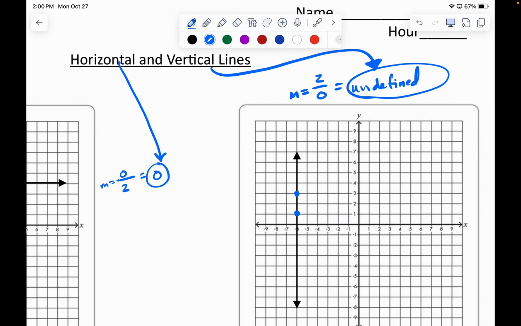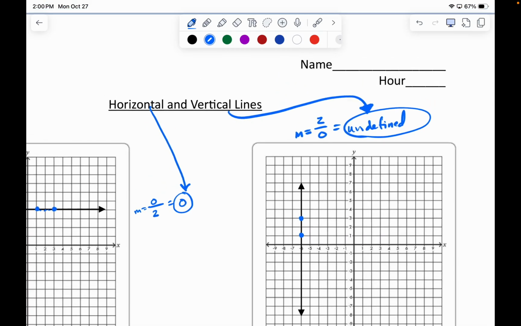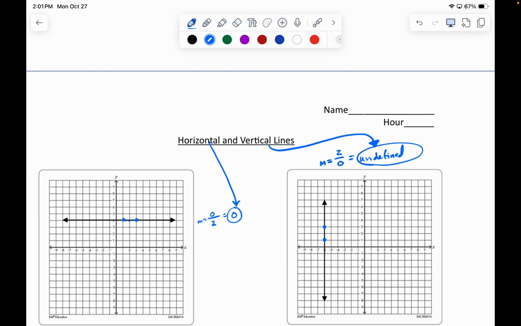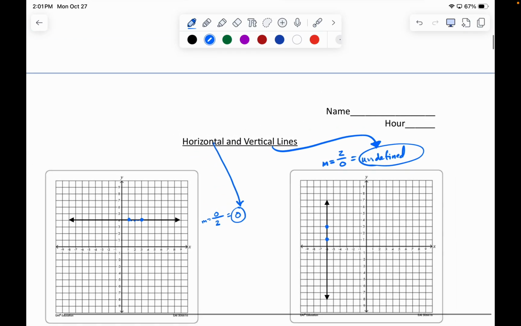Hey guys, quiet down. Stay with me here. A vertical line will always have an undefined slope. Again, you can memorize that, but if you do rise over run and use your calculator to make sure, you will still get it. So you can memorize it or just do rise over run, and you'll get it either way. But horizontal and vertical lines will always be that way every single time.